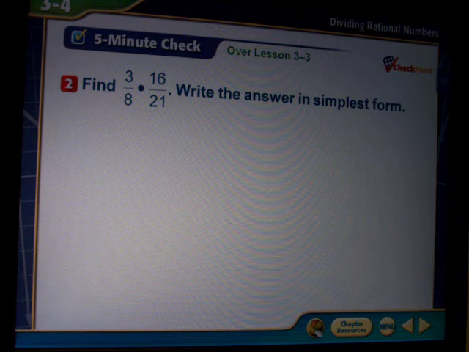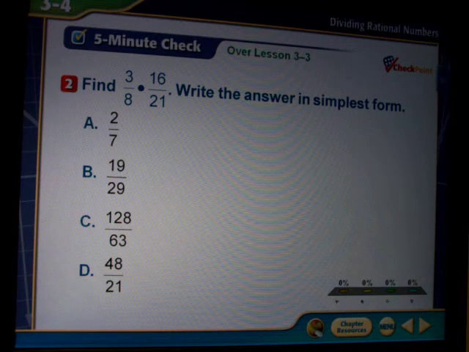Now find 3/8 times 16 21st and write the answer in simplest form. Is the answer A, 2 sevenths, B, 19 29ths, C, 128 63rds, or D, 48 21sts? And your answer is A.